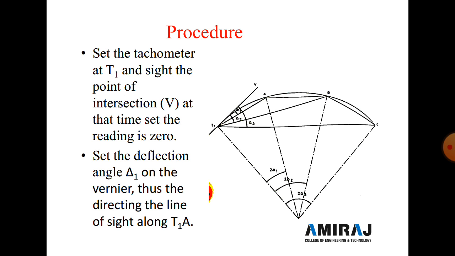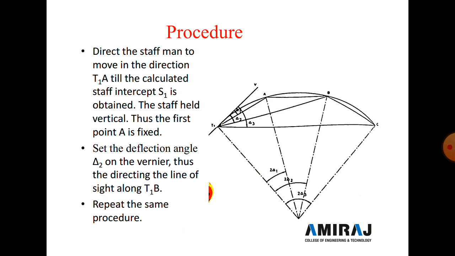Now the procedure is given for this method. Set up the theodolite or tachometer at the T1 point and bisect the V point, the intersecting point. At this time, set the reading to 0 0, set the deflection angle delta 1 and bisect the A point. Thus the line of sight is along T1A.